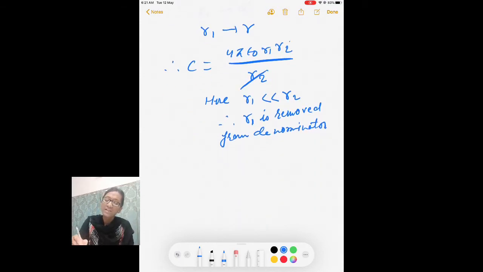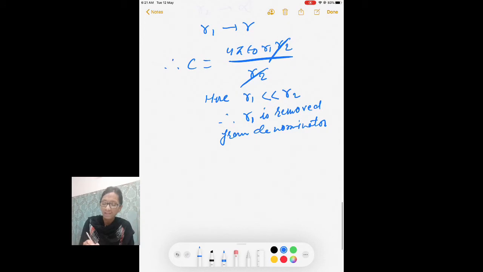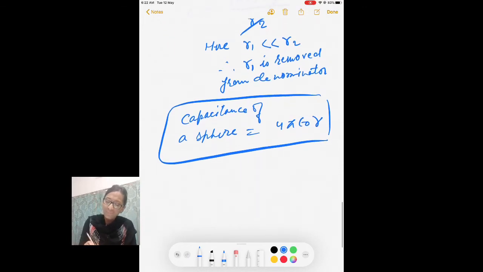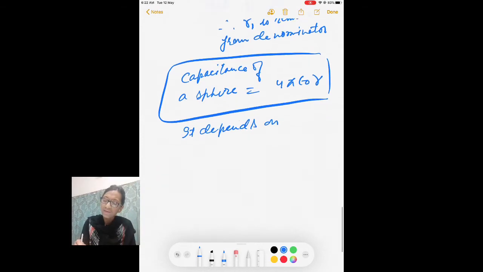Now you cancel the similar terms from numerator and denominator and you get capacitance of a sphere is equal to 4 pi epsilon naught r. And you can see that it is depending only on dimensions, it is not depending on charge, it is not depending on potential. So it depends on dimension.